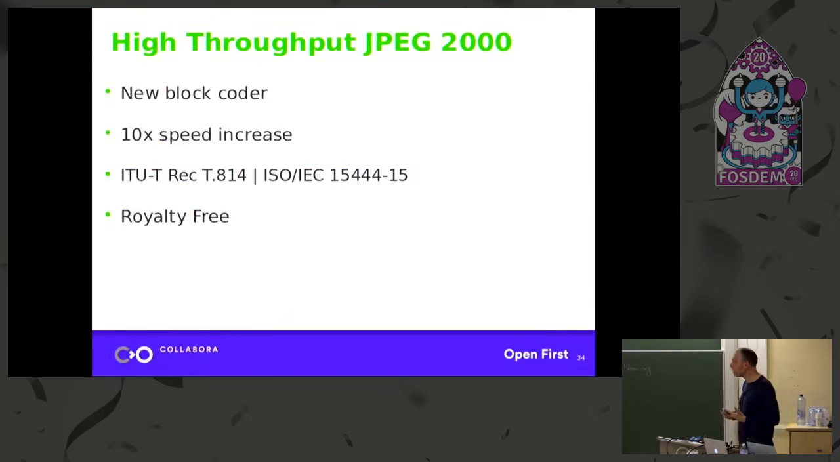Now there's been a change in the codec to address the performance, called high throughput JPEG2000, and they keep everything the same, and they change the block coder, which is the piece at the very center of the codec that actually creates the bit stream, and that's what creates all those bit planes and all those passes. So they've simplified the block coder, and this gives you a big speed increase, possibly 10 times, and it was standardized last year, 2019, and so it's also royalty-free.